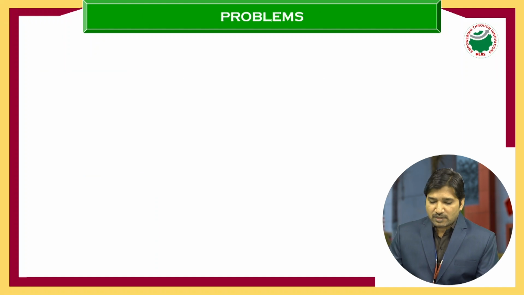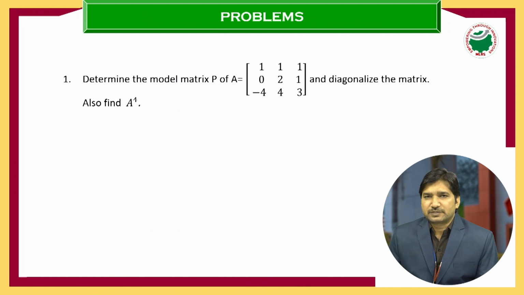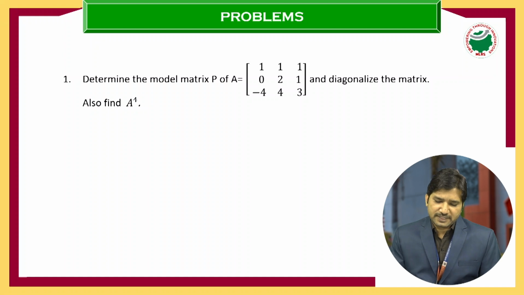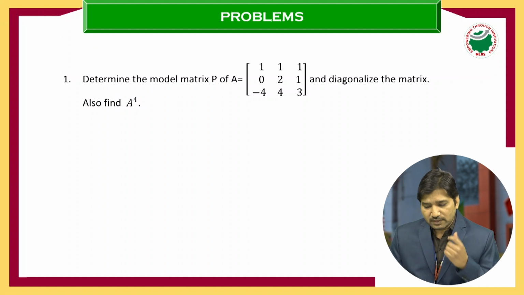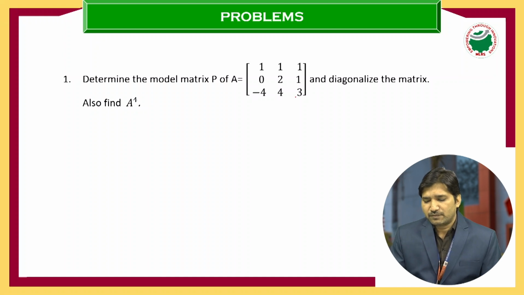So now we have discussed the problems. In this class, we will discuss the problems. You see that here the problem is: determine the model matrix P of the matrix A, which is 1 1 1, 0 2 1, minus 4 4 3, diagonalize the matrix, and also find the matrix A power 4.